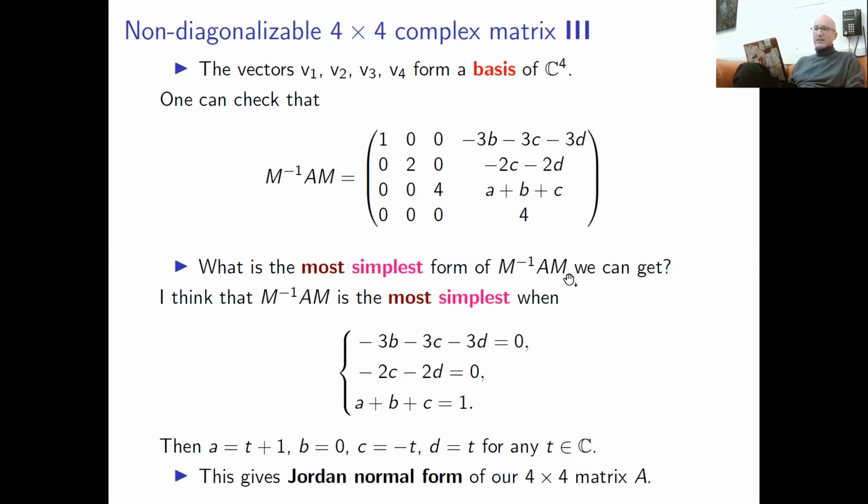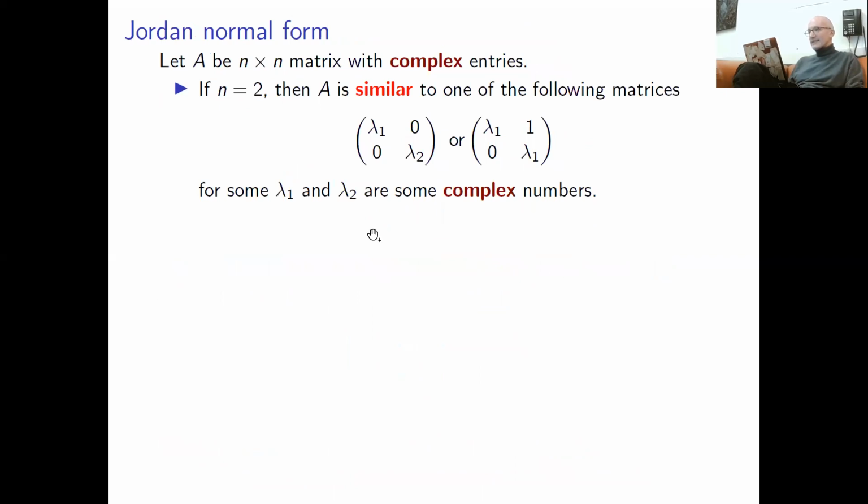This is basically something like diagonal matrices, but not diagonal, close to them. So the Jordan normal form theorem says, for 2x2 matrices, that we know 2x2 matrices can be diagonalizable or non-diagonalizable. If they're diagonalizable, then they're similar to a diagonal matrix. If they're non-diagonalizable, they're similar to a matrix which is very close to diagonal, basically this form.